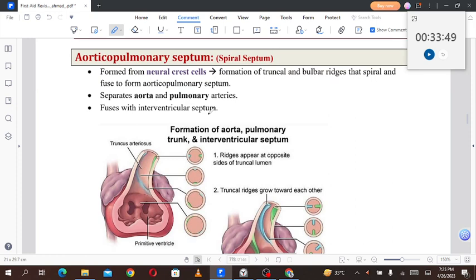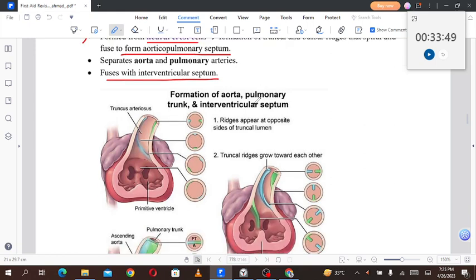Aorticopulmonary septum. The aorticopulmonary septum is formed by the neural crest cells. Formation of the truncal and bulbar ridges that spiral and fuse to form the aorticopulmonary septum, which separates the aorta and pulmonary arteries. They fuse with the interventricular septum to form the membranous part of the interventricular septum.